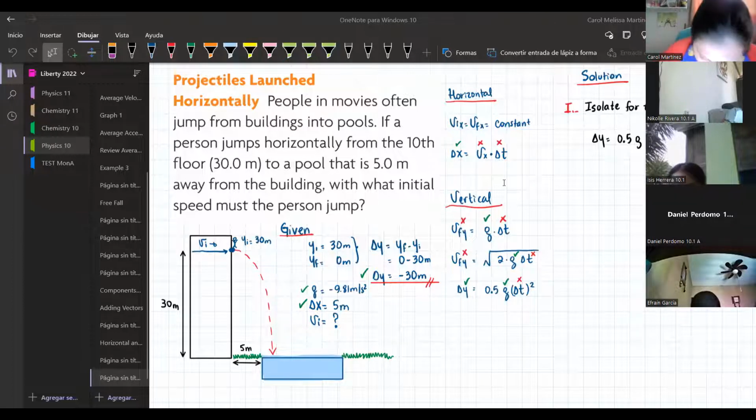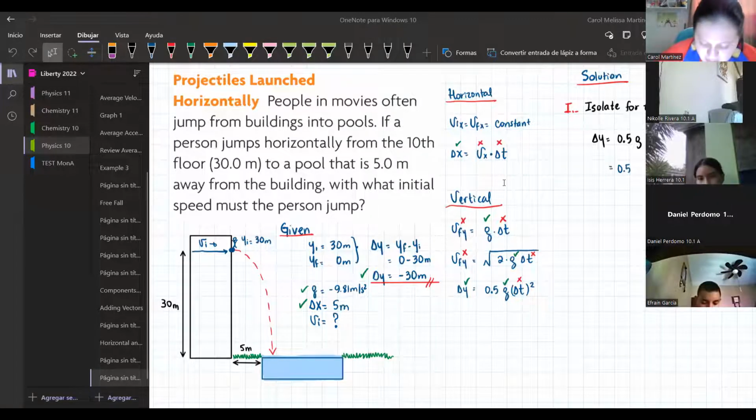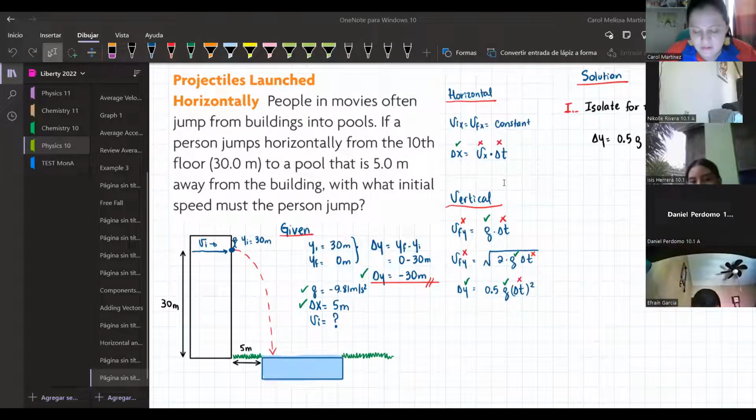It's very painful. Anyway, 0.5, we make substitution. No, we don't make substitution of the given. We need to isolate for delta t, okay? So delta t, as you can see, is raised to the second power, which means that it's most likely.